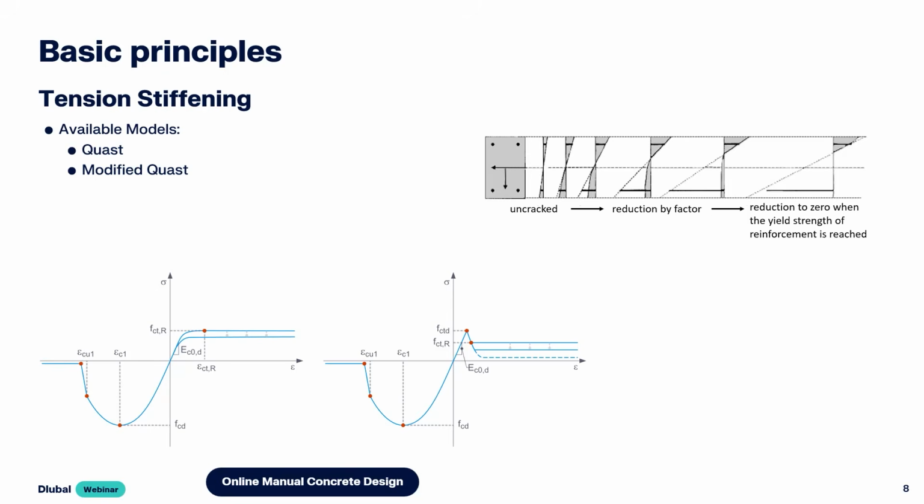In contrast, there is the modified Quast method. Here, the characteristic or design stress is applied first. In the cracked state, the tension stiffening then follows the system just described before. The last implemented model is the one according to Hirsch and Mo. Here, a fixed parabolic approach is applied for the post-cracking behavior of tension stiffening, up to a limit strain.